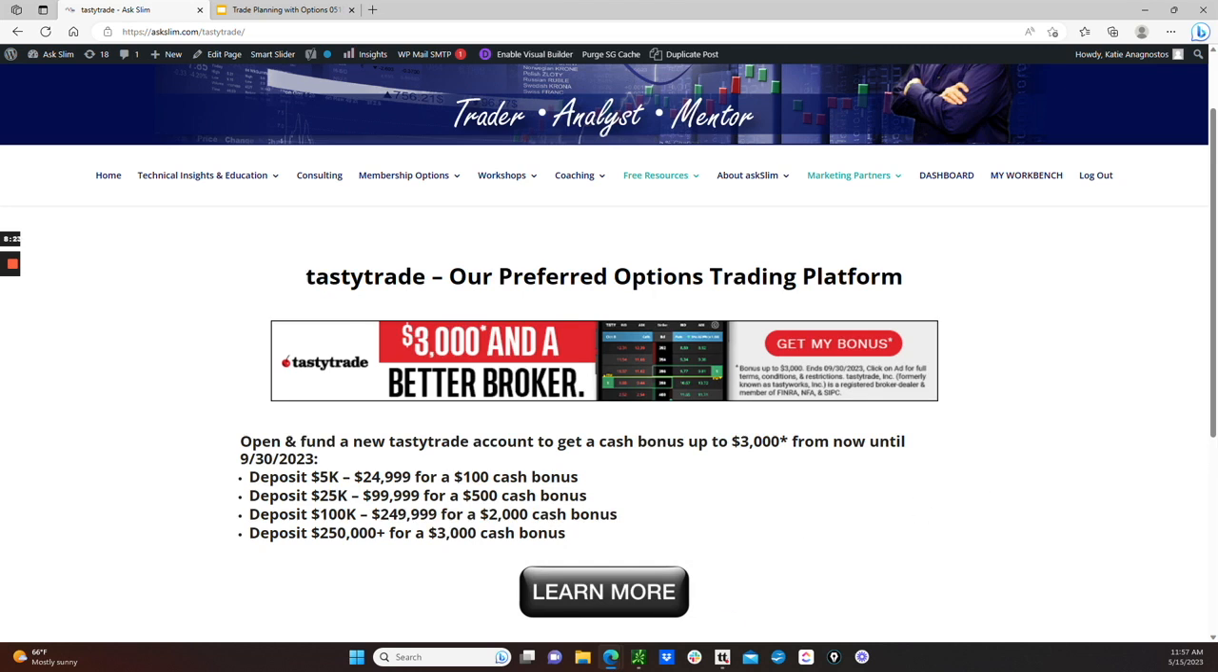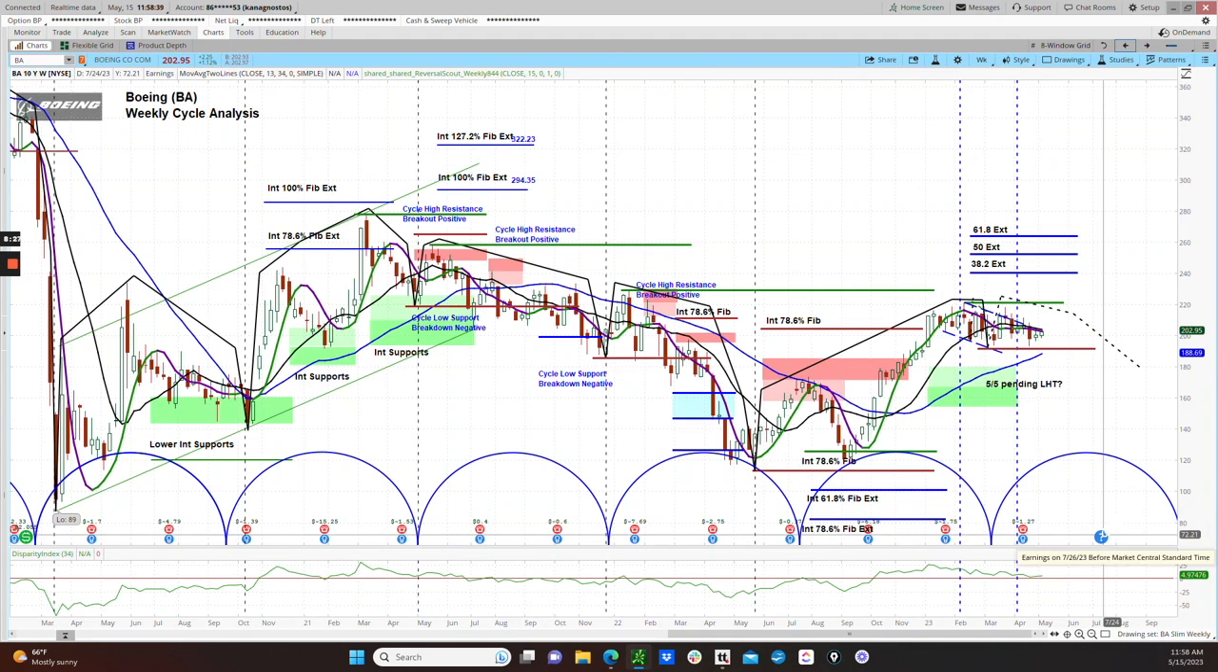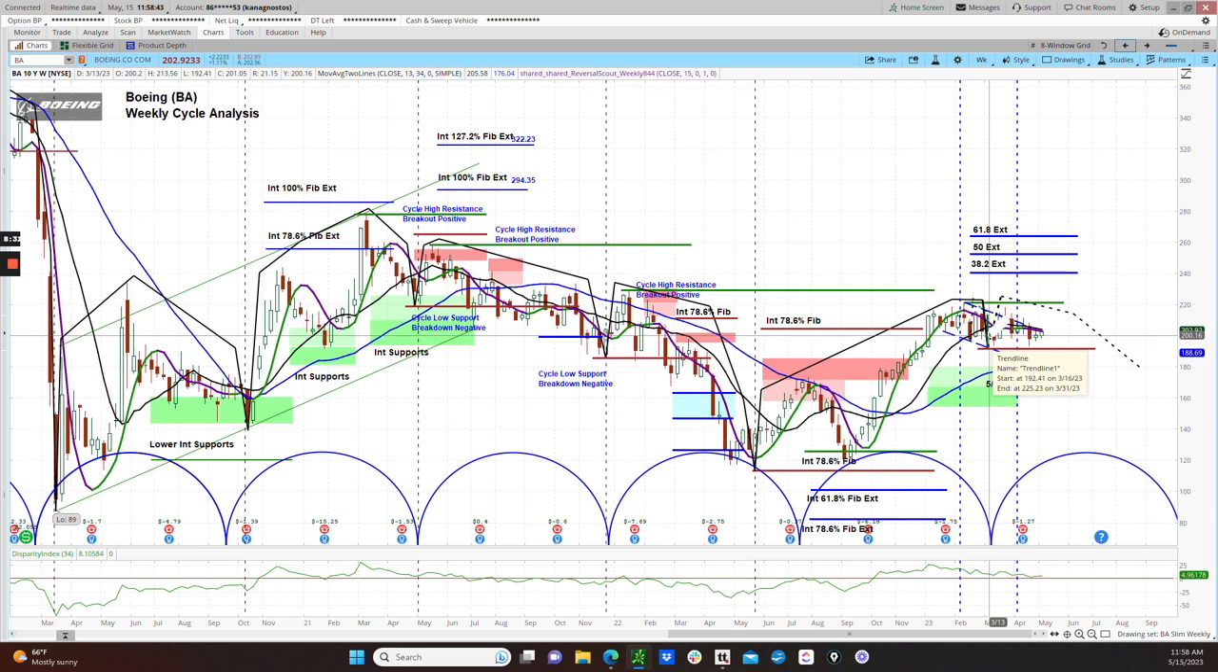Next up is going to be a trade idea in Boeing. Here is the weekly chart of Boeing. You can see that we formed an intermediate low here in between these weekly cycle timing lines, and this has just been going sideways with the reversal scout switching back and forth between positive, and currently negative again.